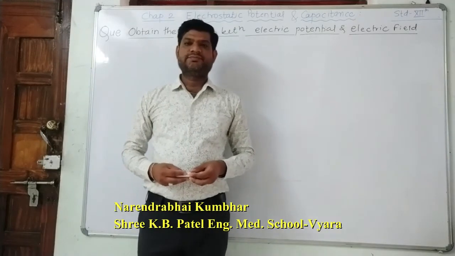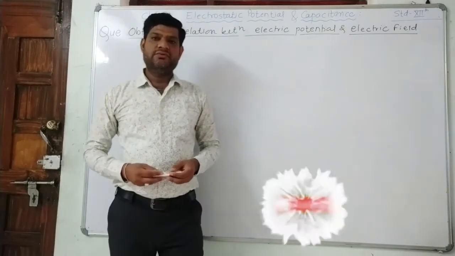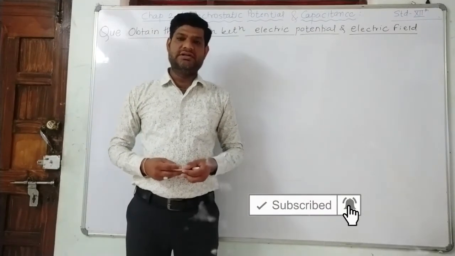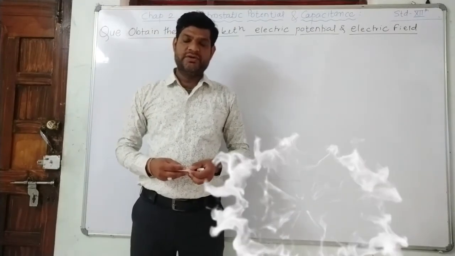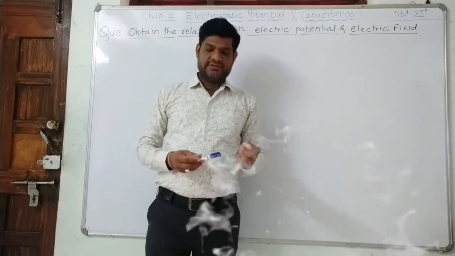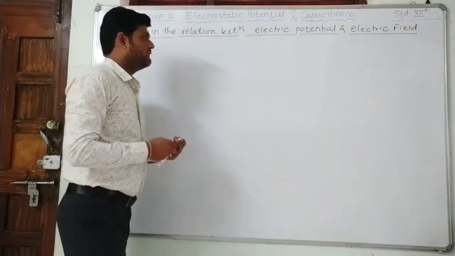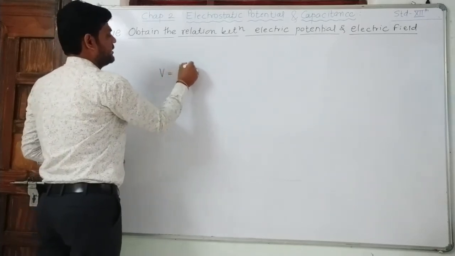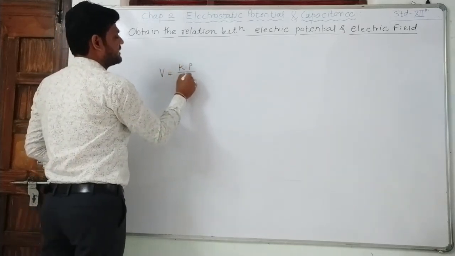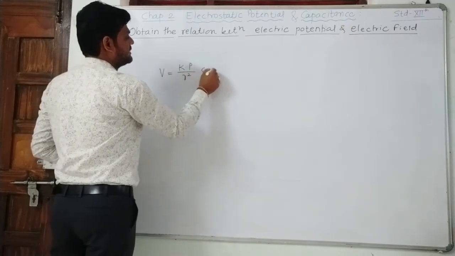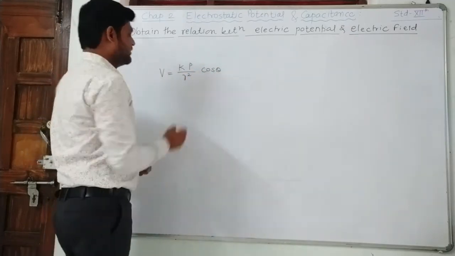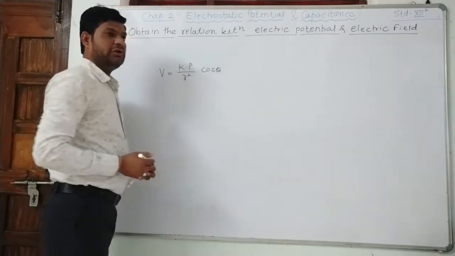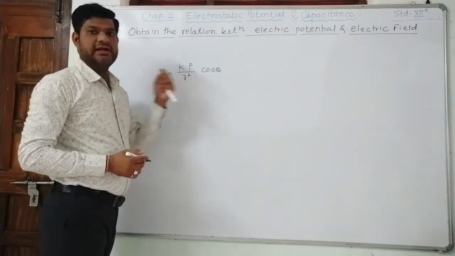Dear students, in the last video we obtained the equation of electrostatic potential due to the dipole. Recalling that equation, what was the equation? V equals K into P divided by R square into cos theta. Right? P is the dipole moment and theta is the angle between the P vector and R.